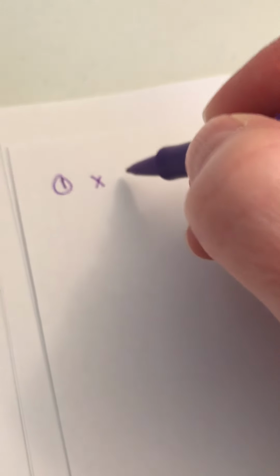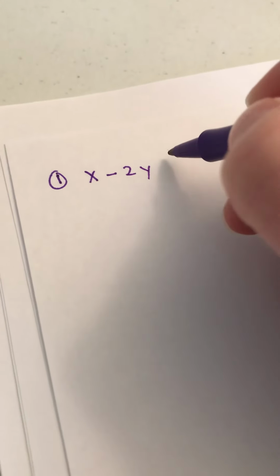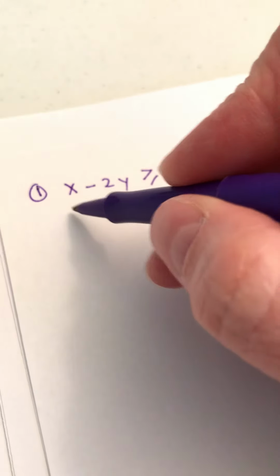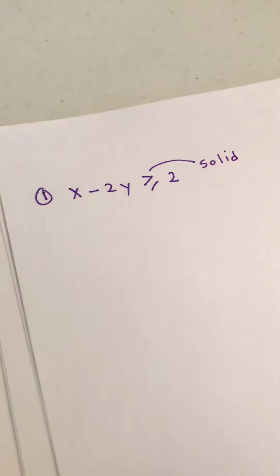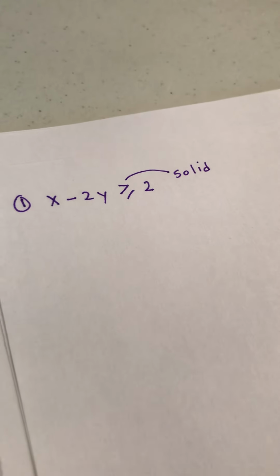So this is number 1, x minus 2y is greater than or equal to 2. Remember that with this, the line is going to be solid, not dotted. And everything pretty much from now on, we're going to be working with solid lines. So don't worry about those dotted lines anymore. Just a heads up on that one.